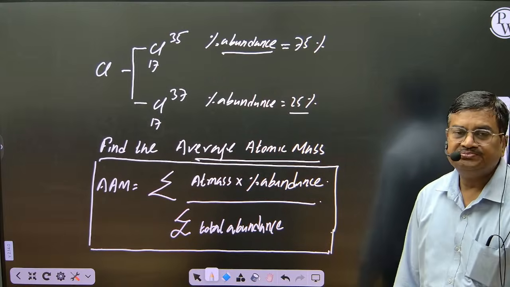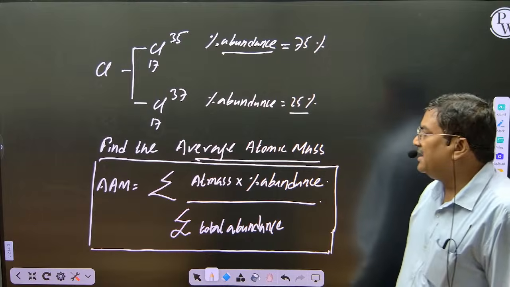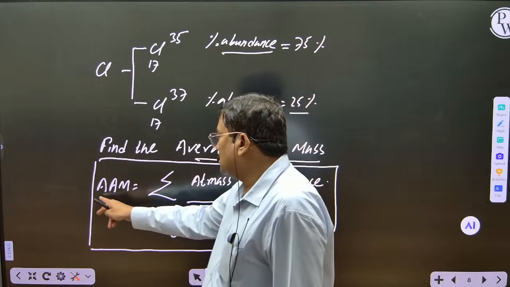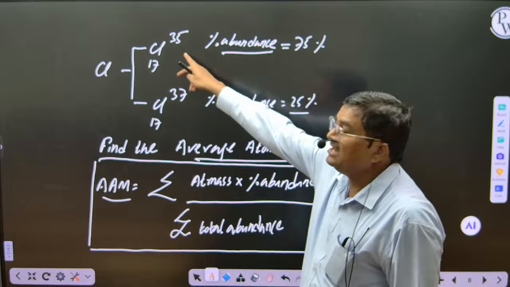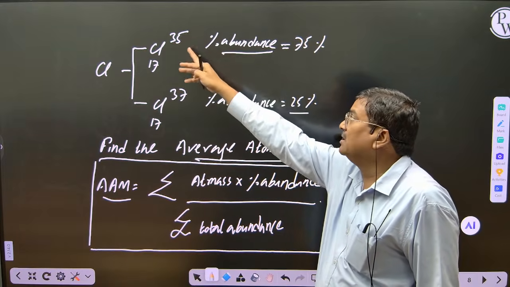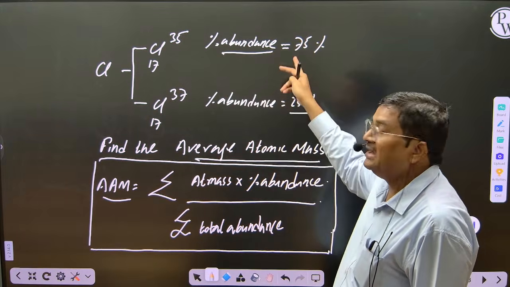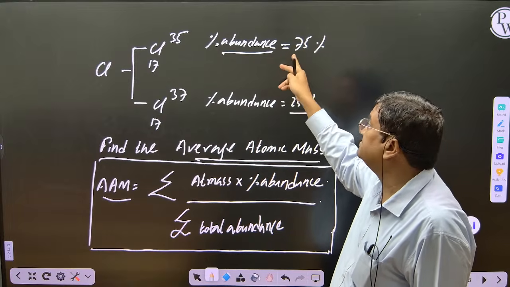Copy this. Understood? In order to find average atomic mass, what do we do? The atomic mass of the particular element is given. You have to multiply it with the abundance. How much percent will the abundance be given?